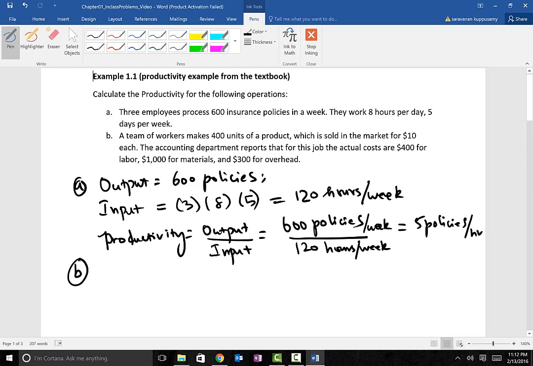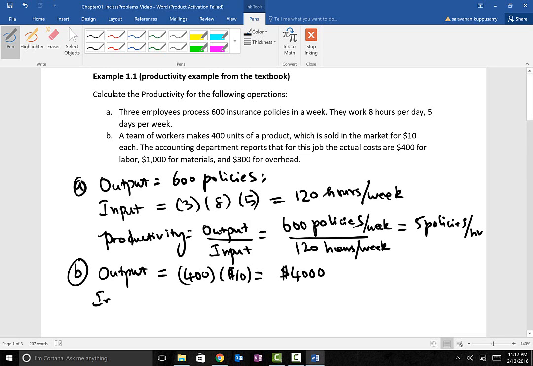Part B has, again, similar to part A, we need to figure out what is output and what is input. So output is 400 units times $10, which is $4,000. In the previous case, the output was calculated in terms of the number of units or number of policies generated. In this case, we calculate the output in terms of the revenue generated in dollars.